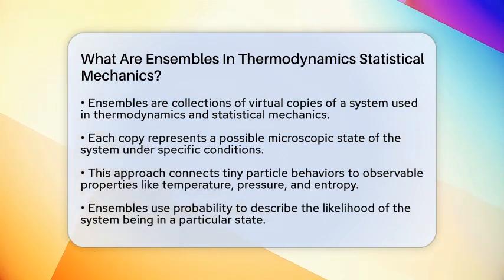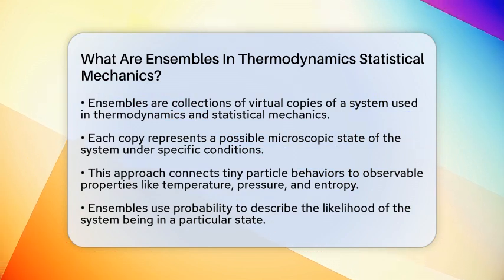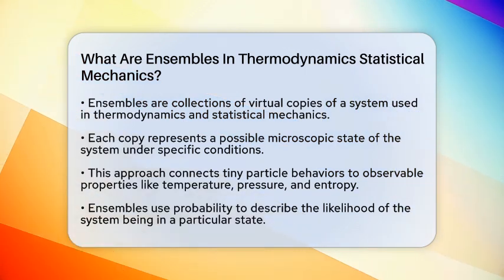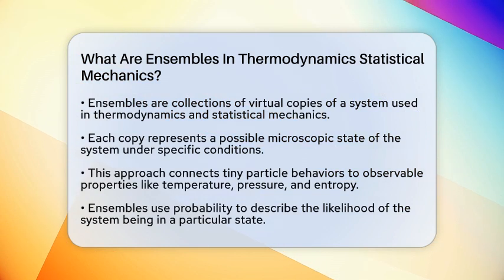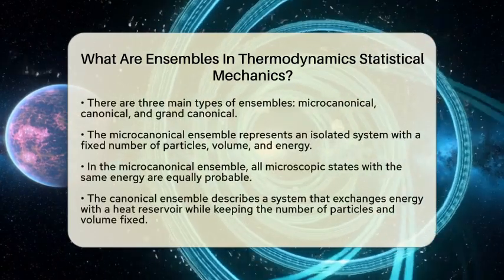Each copy represents a possible microscopic state that the system could occupy under specific conditions. This approach helps to connect the tiny behaviors of particles, like atoms or molecules, to the larger properties we can observe, such as temperature, pressure, and entropy. Instead of tracking every single particle, ensembles allow us to use probability to describe how likely the system is to be in any particular state. This makes it easier to calculate average properties over all possible states, which correspond to measurable thermodynamic quantities.